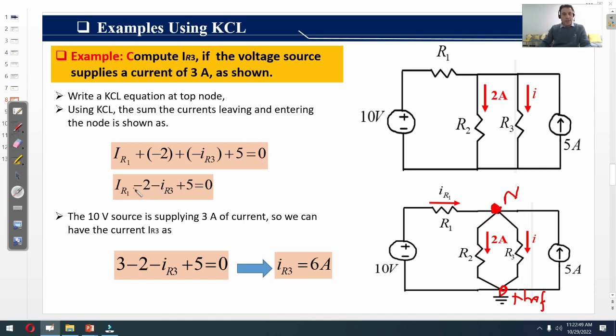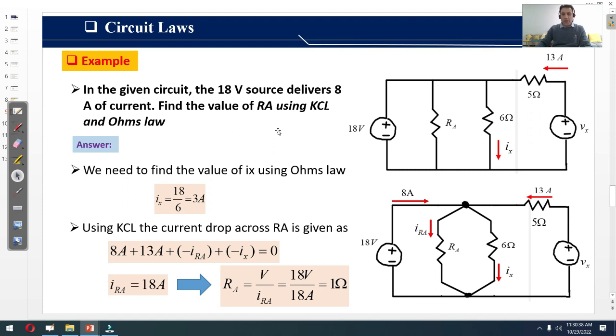Hence the above expression can be written as: IR1 minus 2 minus IR3 plus 5 is equal to 0. We already know that the 10 volt source supplies a current of 3 ampere, which is IR1. We put the value of IR1 in the equation, and it reduces to 3 minus 2 minus IR3 plus 5 is equal to 0. Hence IR3 can be found as 6 ampere. So you can clearly see from this example that Kirchhoff's current law is very important in the analysis of a circuit having common nodes.